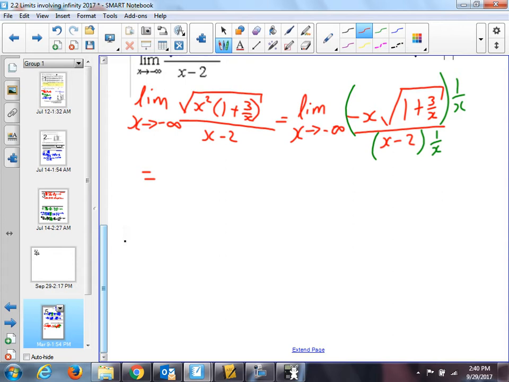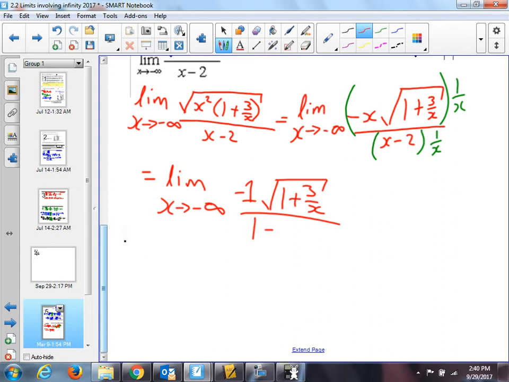it turns into the same stuff as before here. I'll just read it, except for the sign difference. So negative x over x is negative 1 here. On the bottom, 1 minus 2 over x. We can plug in negative infinity, we get 0. So 1 plus 0 under the root, 1 minus 0 on the denominator, we get negative 1 overall.